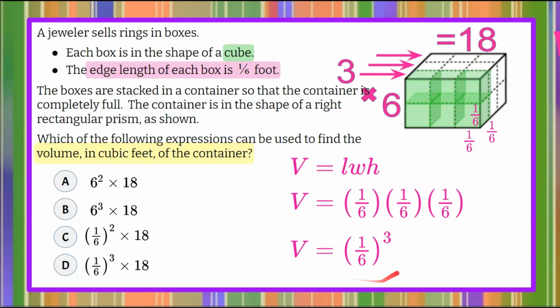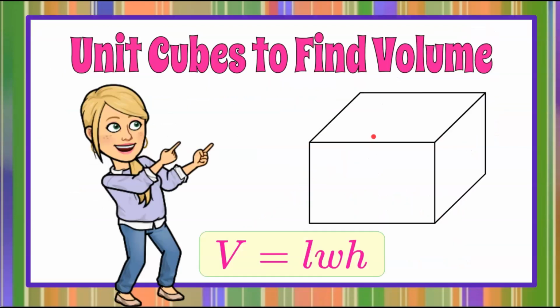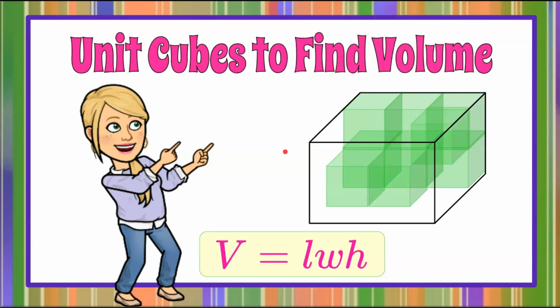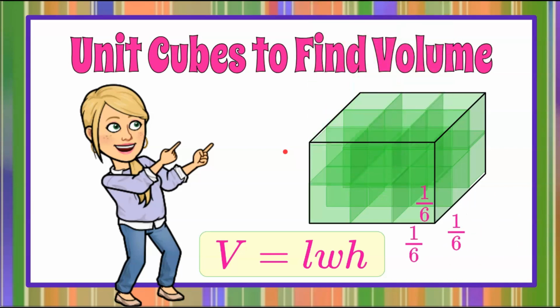So we're going to take that volume and multiply it by 18 because we have 18 cubes with this volume, which you can see here is our answer D. The volume of 1 multiplied by 18 ring boxes in our container. And that's how you use unit cubes to find the volume of a right rectangular prism, using V equals LWH, or length times width times height.